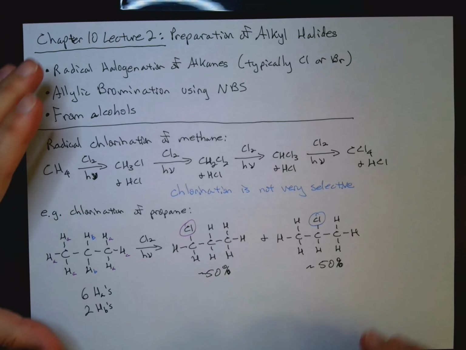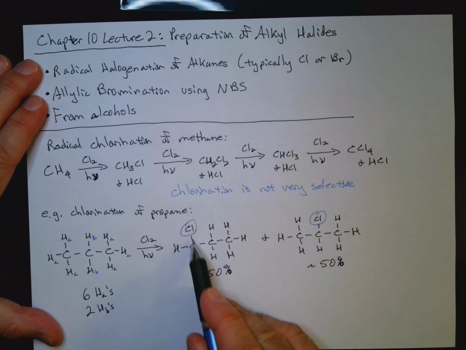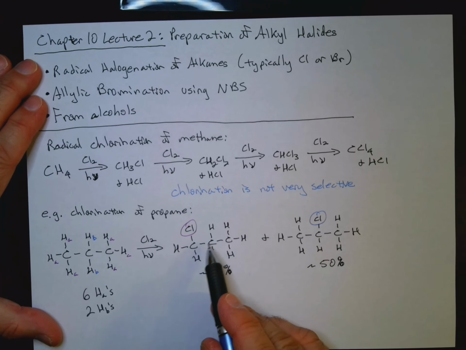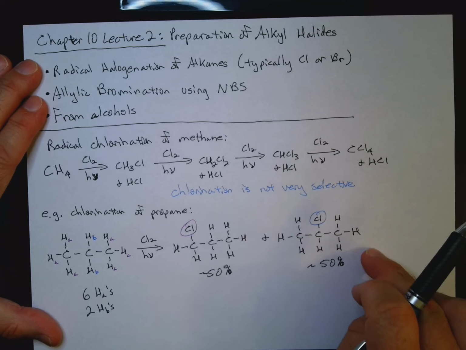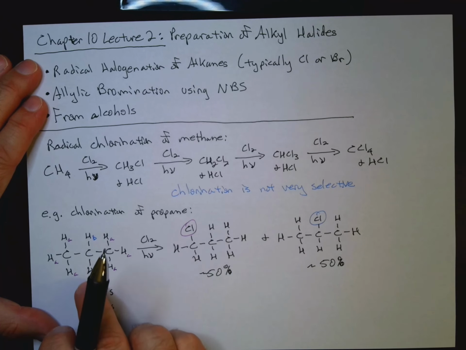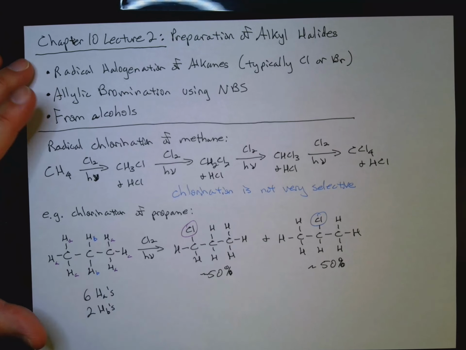So that's interesting. What this tells us is that the intermediate that gives us our 1-chloropropane is not as stable as the intermediate that gives us our 2-chloropropane, because we've got way more 2-chloropropane than could be accounted for just by the number of possible hydrogens at position B that we could substitute. So let's take a look at that step in the intermediate.